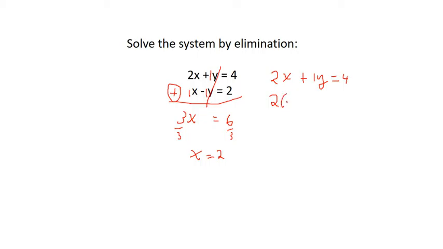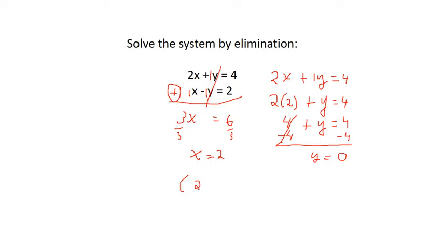So let's go ahead and plug in. I have 2 times 2 plus 1y, or just y, is equal to 4. 2 times 2 is 4, plus y is equal to 4. We're going to subtract 4 from each side. So we're going to get a 0 plus y, or just y, is equal to 0. So the solution to this system of equations is going to be 2 comma 0.